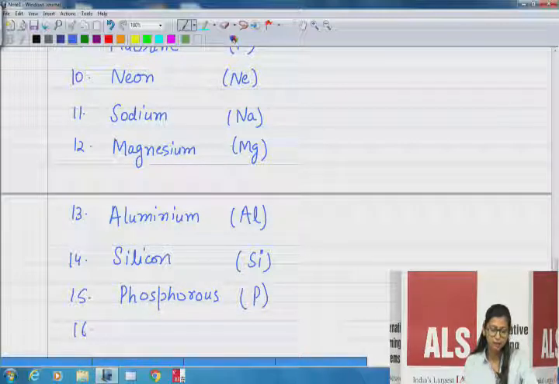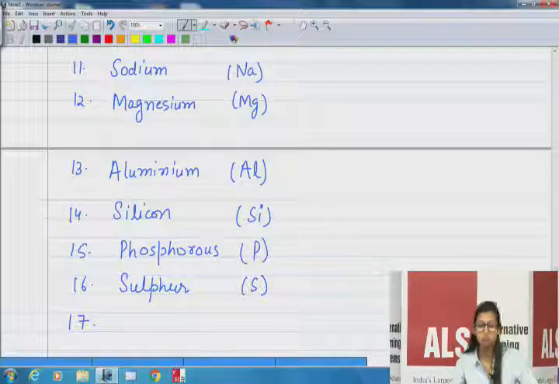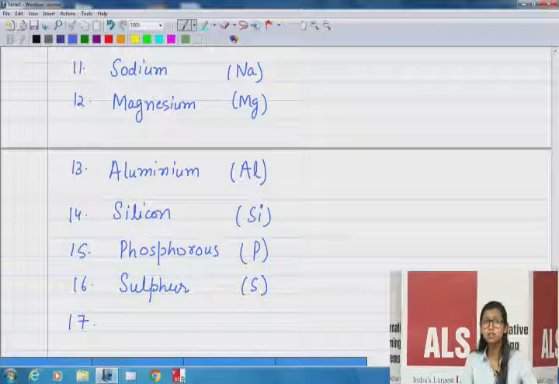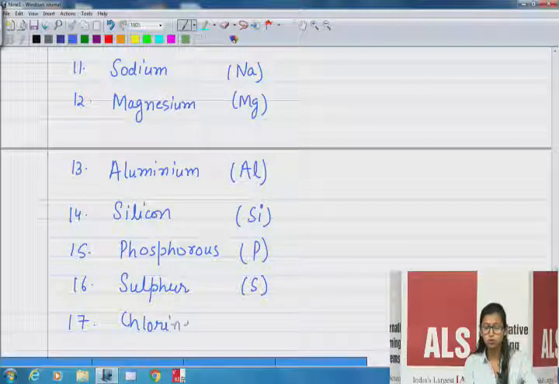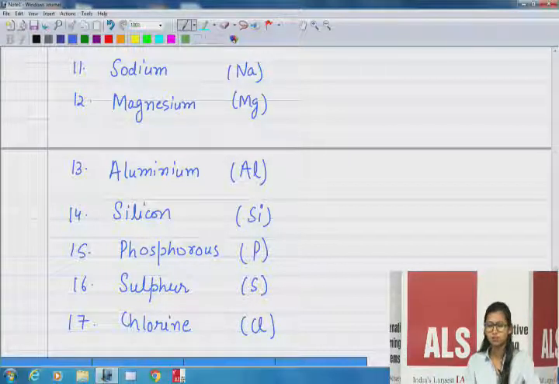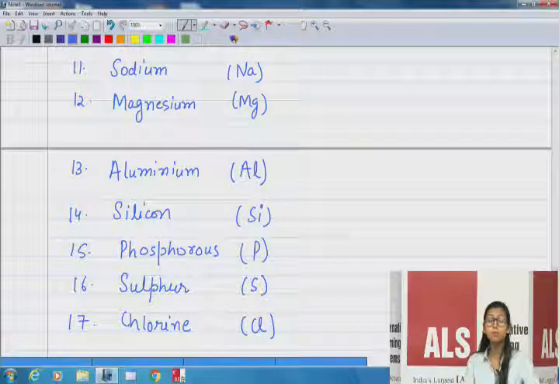Then number 16, what is the 16? It's sulfur, S. Anyone knows about the 17? You have heard about it. You people sometimes use this also. Number 17. You know what is the use of this chlorine? You use the chlorine, right? Any idea, Kohima Center, where we have used chlorine? Very good. It is used to purify the water or kill the germs. Many times in swimming pools, they use chlorine in order to purify that water.